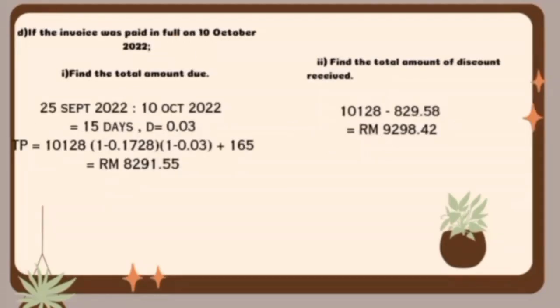D. If the invoice was paid in full on 10 October 2022, the total amount due: from 25 September to 10 October 2022 is 15 days, so the discount is 0.03. The total price is 10128 times (1 minus 0.1728) times (1 minus 0.03) plus 165 equals RM8,291.55. The total amount of discount received is 10128 minus 829.58 equals RM9298.42.